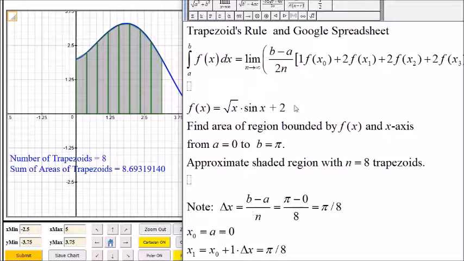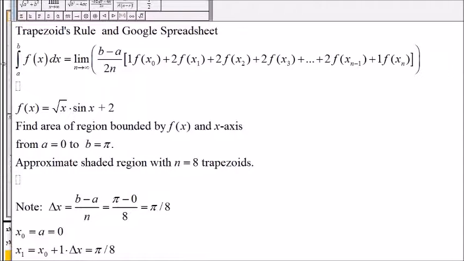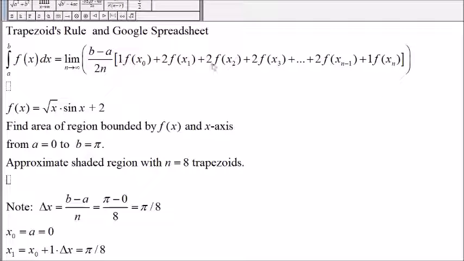And then now we need to calculate f of x of 0 all the way up to f of x of 8. And notice that inside the formula, the multiplier in front of the first f is 1. The last one, the multiplier is 1. And then everything else in between, the multiplier is 2. And then the expression in the front is b minus a over 2n.